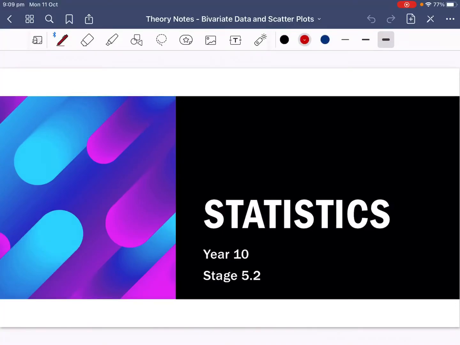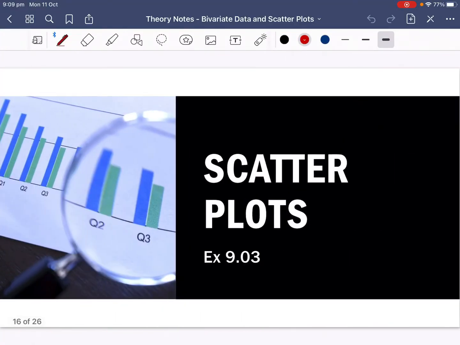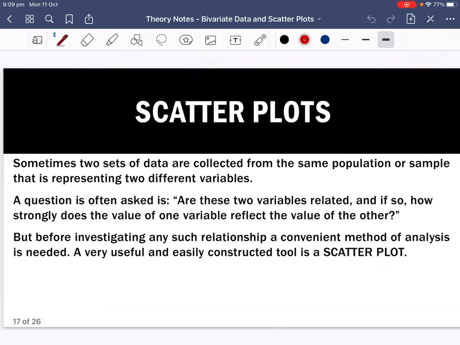Hi Year 10, today we're continuing on with the topic of statistics and we're looking at scatter plots, which is exercise 903 from your textbook.